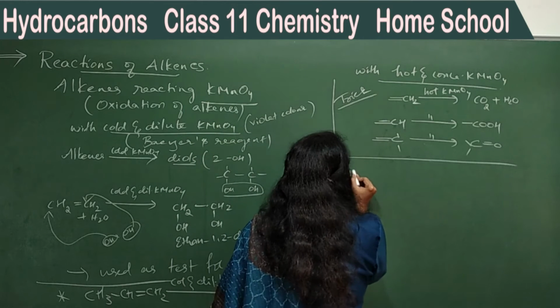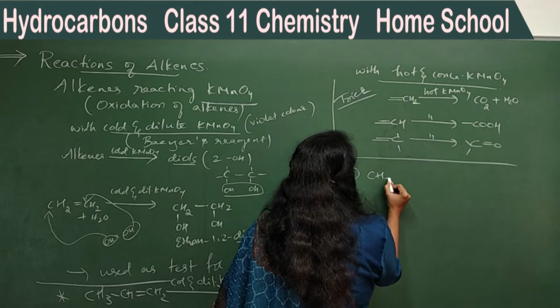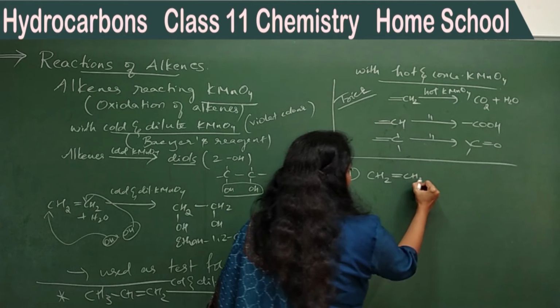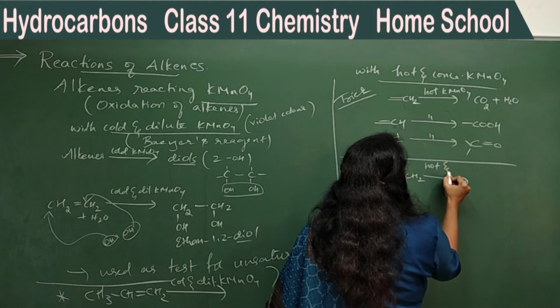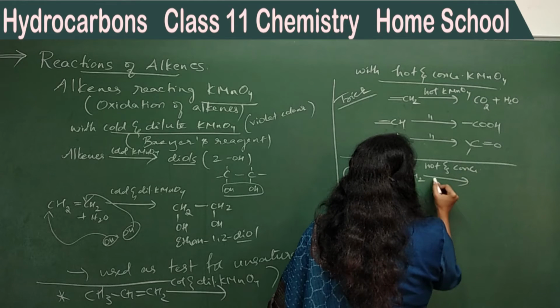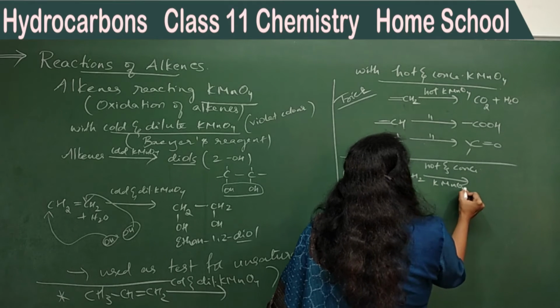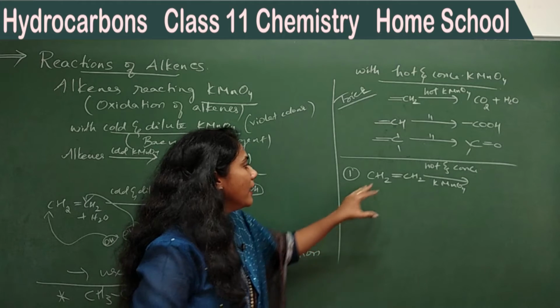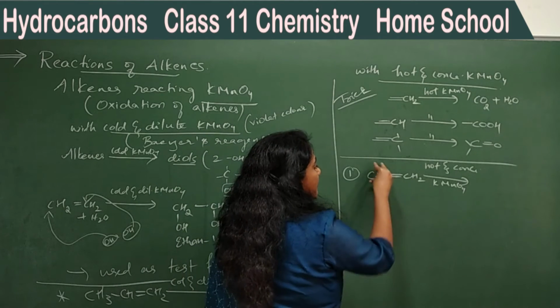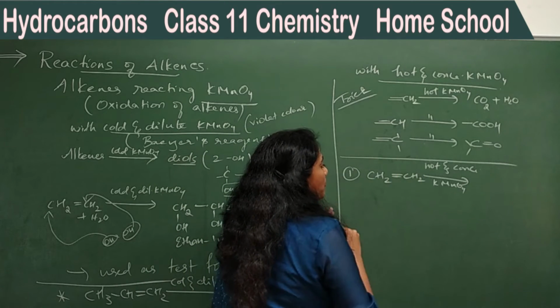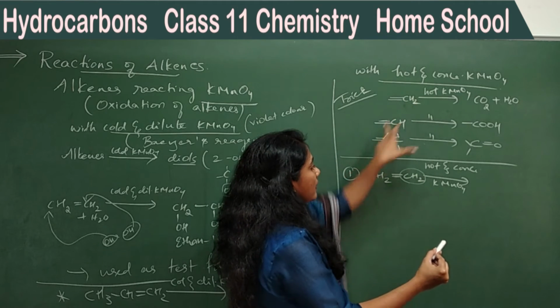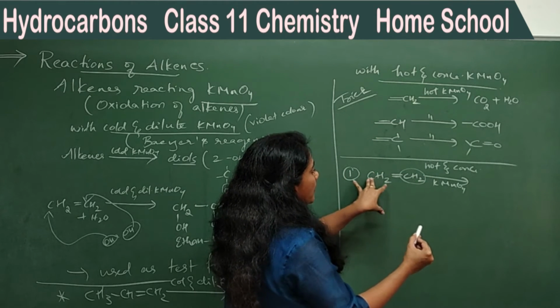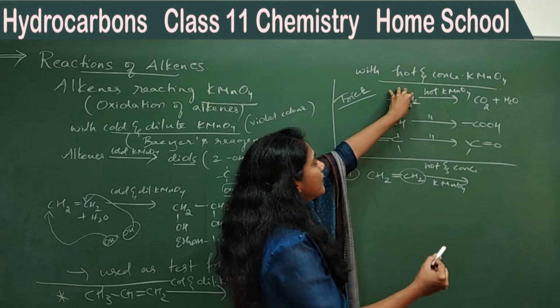Coming to the first example, suppose I have CH2=CH2 and I am treating it with hot and concentrated KMnO₄ solution. Can you predict the product? Across a double bond, you just check the pieces, check the groups. This is CH2 with a double bond, of this pattern. And what about the other group? This is also CH2 with a double bond, this pattern.